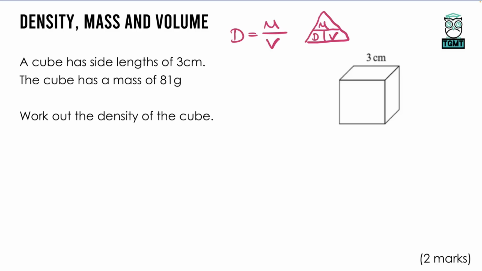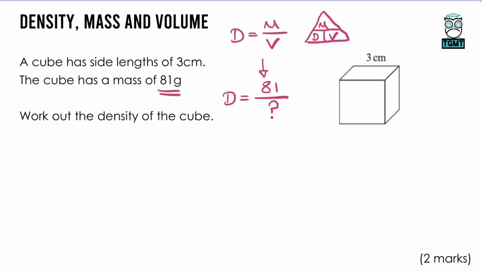Density, mass and volume. Now here, to work out the density, we just need to do the mass divided by the volume. We have a mass which is given to us, 81 grams. I just need to work out what that volume is. But ultimately, looking at my formula here, the density will be equal to 81 divided by something. We just need to work out what this something is.